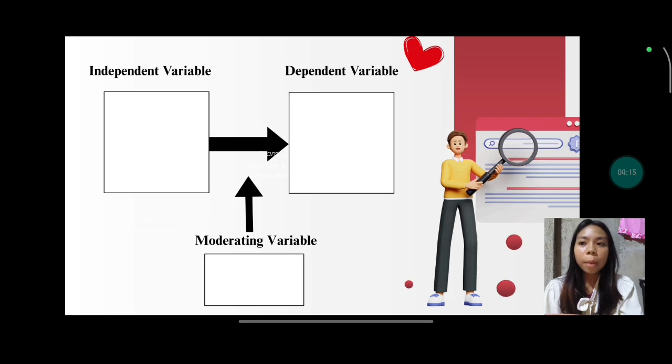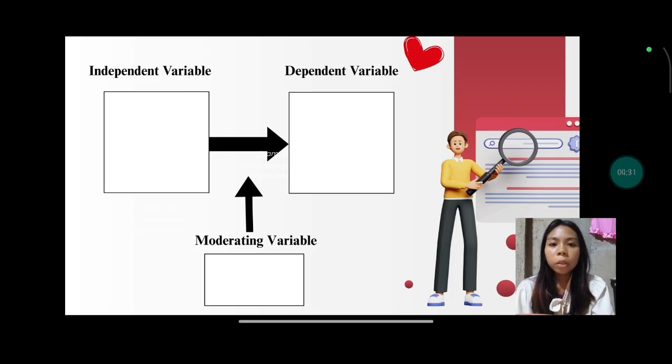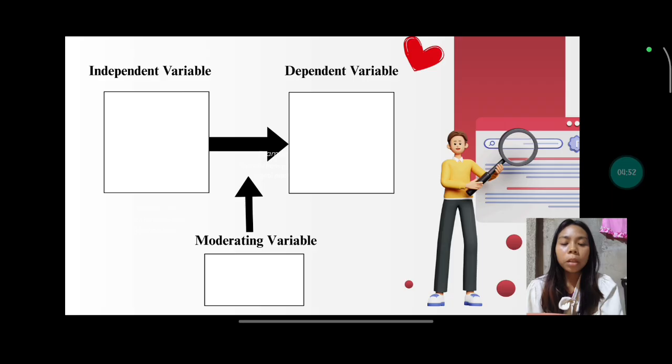You can also have the IDM, which is the independent variable, dependent variable, and moderating variable. Your independent variable goes there with an arrow pointing to the dependent variable, meaning the independent variable is investigated as to whether it affects the dependent variable. Often this is added with a moderating variable, meaning not just two variables are involved, but of course there may be many in your research.